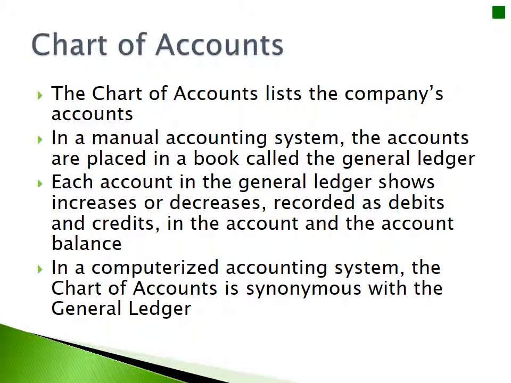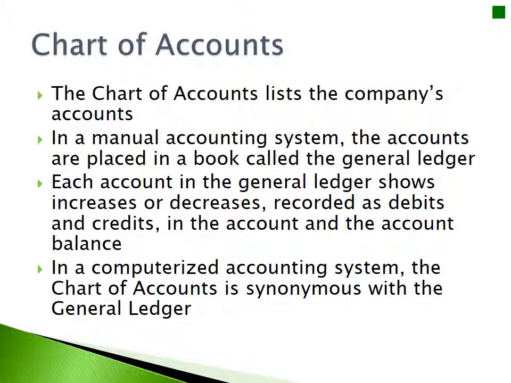The chart of accounts list is the list of accounts a company uses as it conducts its business. In a manual accounting system, all the individual accounts are placed together in a book called the General Ledger. Each account in the General Ledger shows increases and decreases, recorded as debits and credits, and the balance in each account. In computerized accounting systems, a General Ledger is also maintained showing increases, decreases, and the balance of the account.